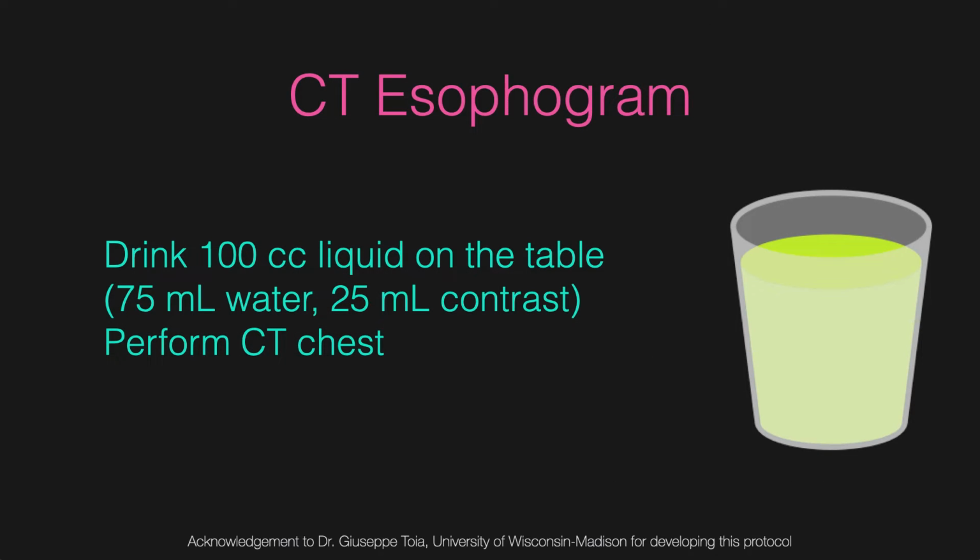And now at our institution, this useful workflow has been formalized, and it is called the CT esophagram. It starts by having the patient drink about 100 cc's of liquid on the table immediately prior to performing the chest CT. The liquid is comprised of about 75 mL of water and 25 mL of contrast.